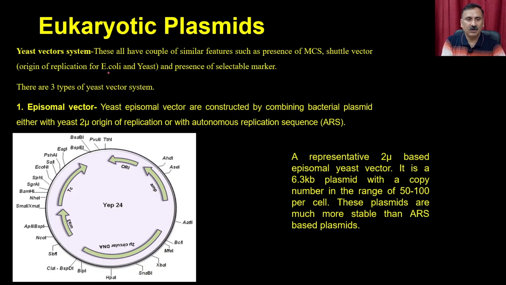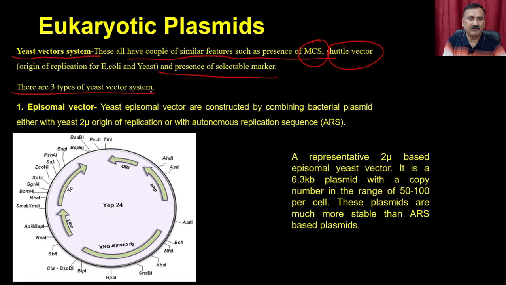So first we will talk about the yeast vectors. These all have a couple of similar features like MCS, shuttle vectors and all that, and the presence of the selection marker. There are three different types of yeast vectors. You have the episomal vectors. Yeast episomal vectors are constructed by combining the bacterial plasmid either with the yeast 2 micron origin of replication or with the autonomous replication sequences.